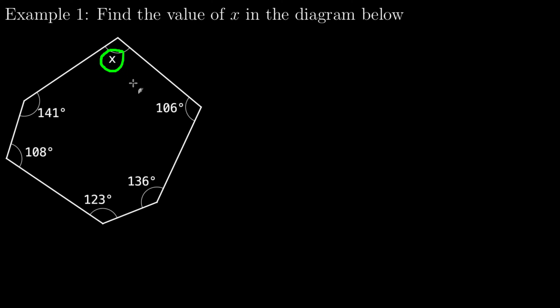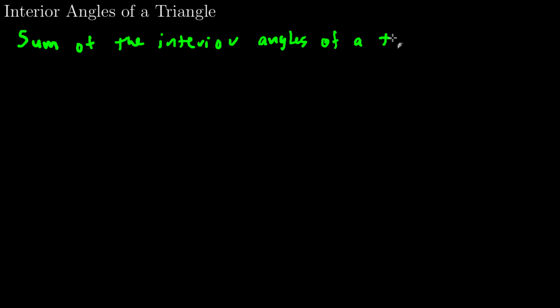And in order to do that, we're going to look at a few different things. The first thing is the interior angles of a triangle. I'll go into the rule with a brief reason as to why it's the case, but there are full proofs for this out there. So I can say the sum of the interior angles of a triangle is 180 degrees.